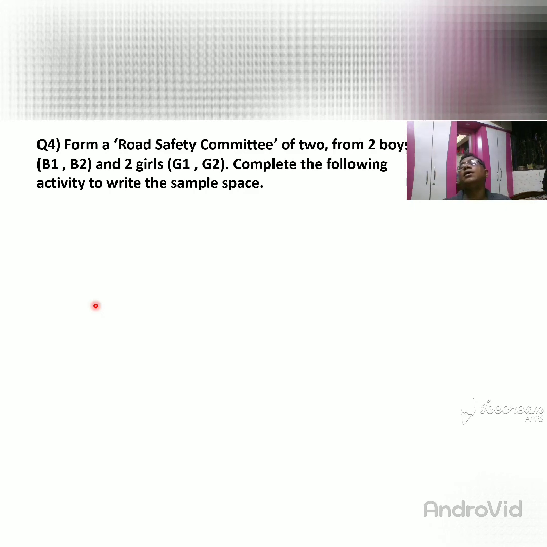Why? Because a problem like this is coming in the exam. So see what is given in question number 4. They said they want an RSP committee. You know RSP, because you are all girls of RSP. So they want to make a committee.